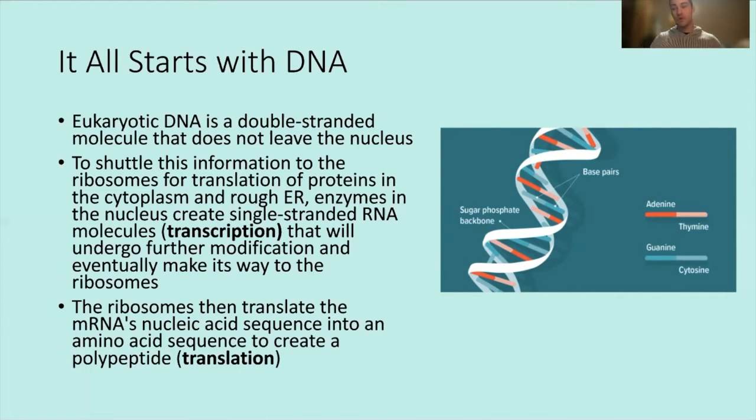So that was just a quick review of the central dogma. It goes from DNA to RNA to protein. Going from DNA to RNA is known as transcription. Going from RNA to protein is known as translation. And we're going to talk a little bit about those two.